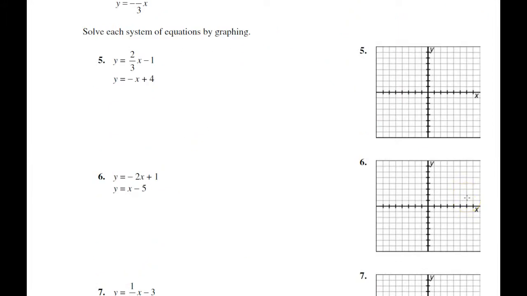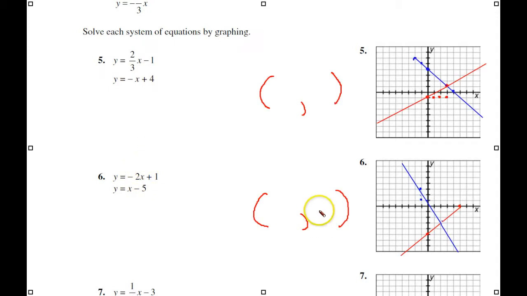Now, for these, they're asking us to solve each system of the equations by graphing. And notice they're both in slope-intercept form, so I will plot my y-intercepts first, and then from my y-intercept the slope. And I'll do the same thing for these because they're both in that form. Now, it did take me a little bit of time to graph these, but let's go over it.